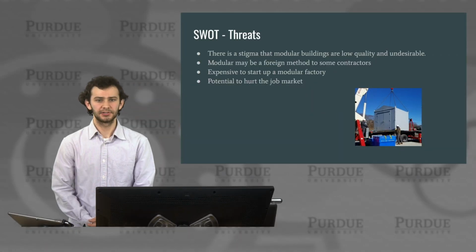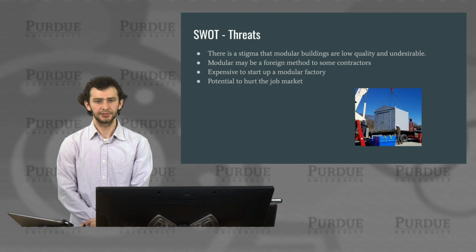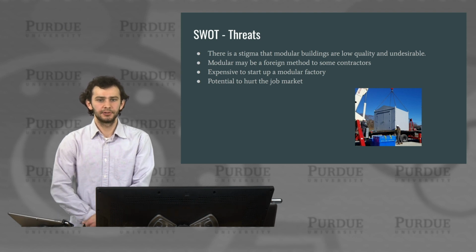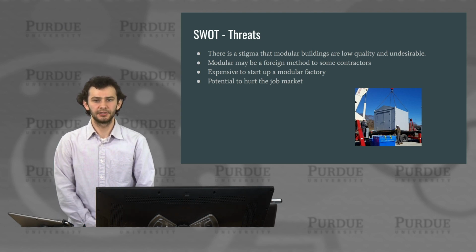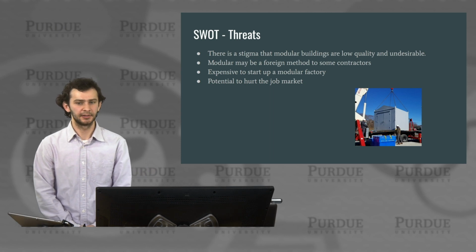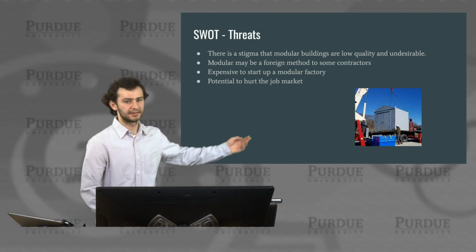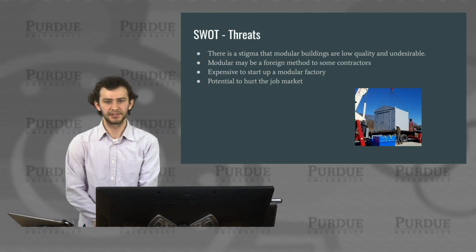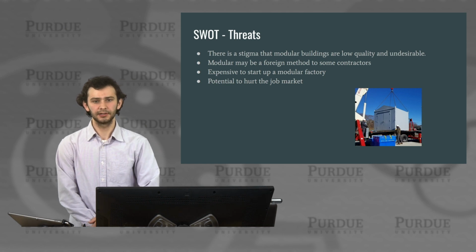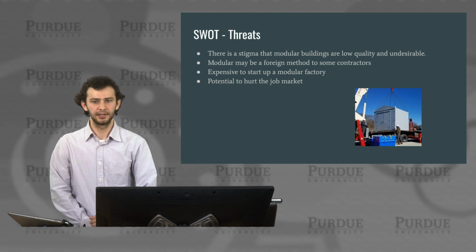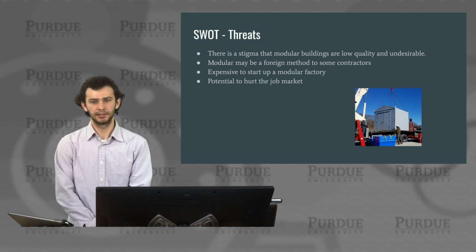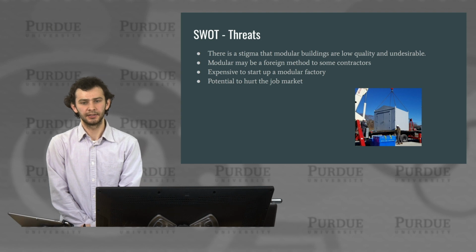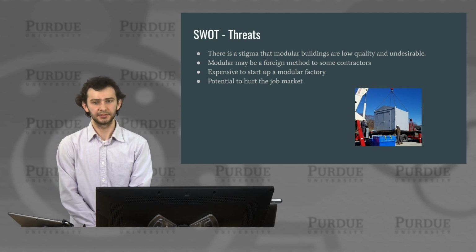So next up, I'm going to talk about some threats to modular construction. So one threat would be that there's a stigma that modular buildings can be low quality and undesirable. A lot of people might think that it may look like this picture over here, and that oftentimes isn't the case. So one other threat would be that modular is a foreign method to a lot of contractors. It's sort of a new thing in the industry, and a lot of them might be sort of skeptical towards modular construction.